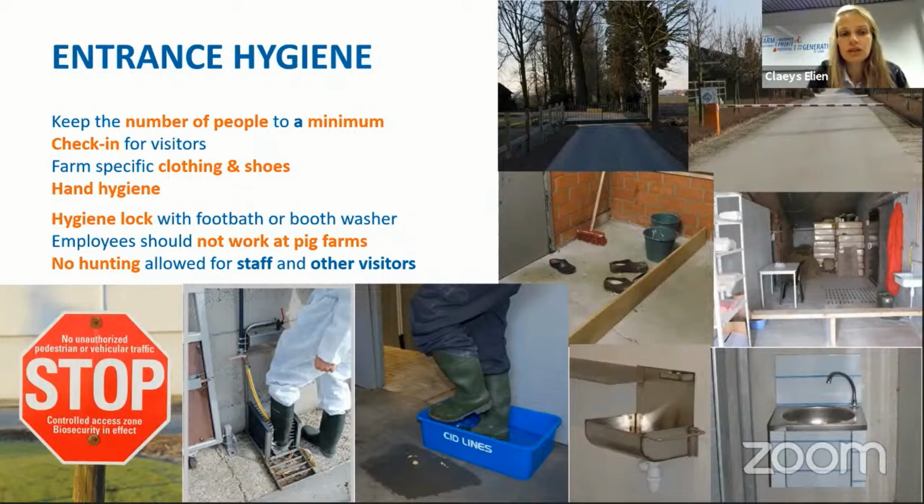We make sure that we have a minimal number of people coming onto our farm. We make sure that we have a fence or a door or something at the entrance of the farm so that not everyone can enter. We need to check in visitors, so we register them. If there is an outbreak of disease, we can do tracking to see where it came from. It's not so easy, but if you don't have any register, you never know.